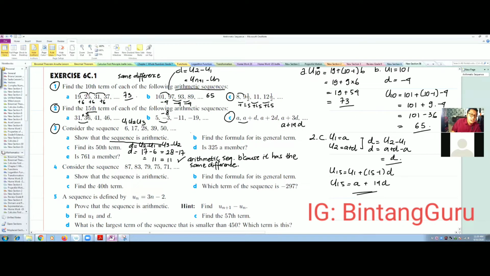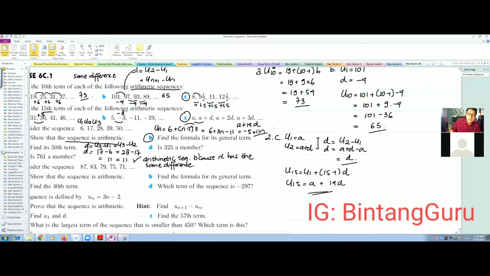Okay. And then B, find the formula for its general term. So UN equals U1, which is 6, plus N minus 1 times 11. Then we apply algebra: 11N, so we open the bracket, minus 11. So 6 minus 11 will be minus 5, so minus 5 plus 11N.